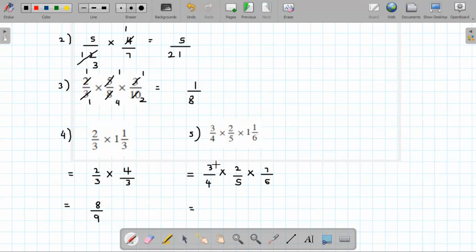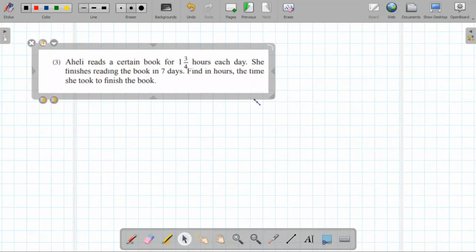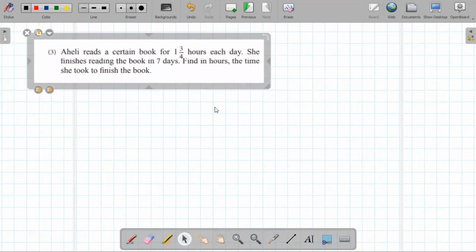Then for the answer, we can consider 3 and 6: there are 2 threes. And 4 and 2: 1 two, 2 twos. For these two, we can't have any common factor other than 1. So 1 into 1, 1, 1 into 7, 7, 2 into 5, 10, 10 into 2, 20. So this is the final answer. I think now you could easily understand the way of multiplying fractions with mixed fractions as well as with another fraction.